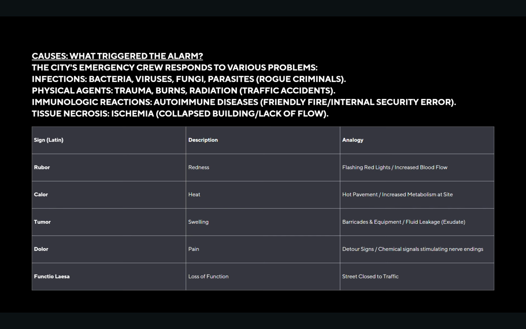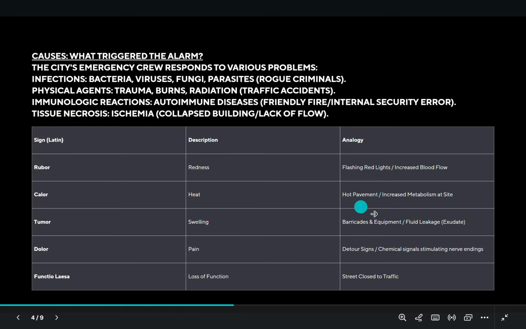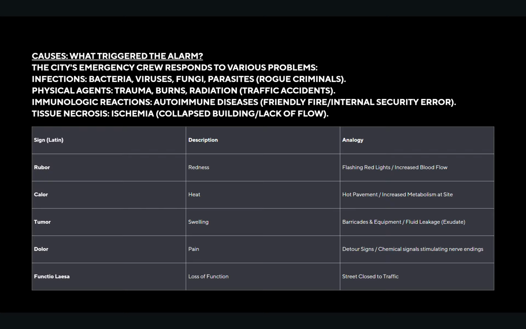Now, when the emergency crew sets up, they put up clear, visible indicators, the cardinal signs of inflammation. These were first described almost 2000 years ago. Rubor and calor, that's redness and heat. That's the flashing red lights and hot pavement from all the activity. It's caused by blood flow being rapidly diverted to the area.